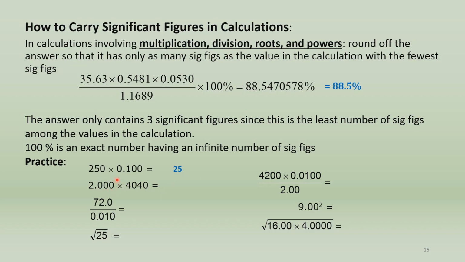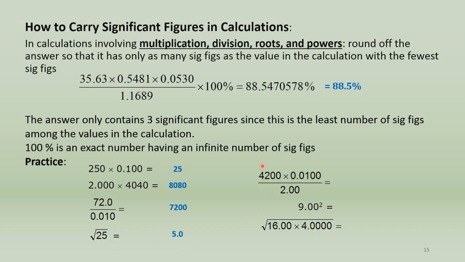2.000 with 4 sig figs times 4040 with 3 sig figs. We're going to double 4040 and we'll report 8080, which just has 3 sig figs. This final 0 is not significant because there's no decimal in the number. 72.0 with 3 sig figs divided by 0.010 with 2 sig figs. We're going to have an answer with 2 sig figs. Dividing by 0.01 is the same as multiplying by 100, so we'll get 7200, and this number has 2 sig figs in it. Root of 25 with 2 sig figs will be 5 with 2 sig figs, so that's 5.0.